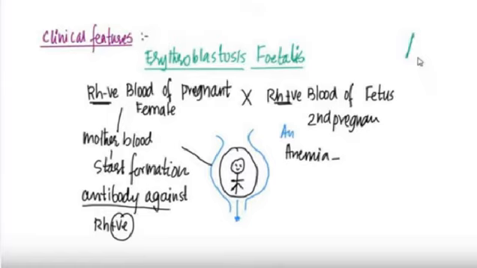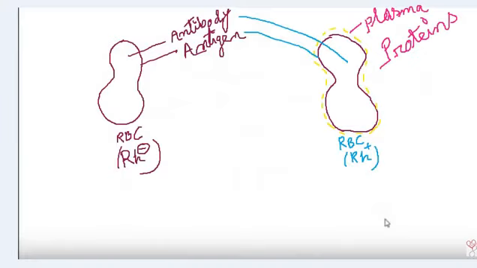First of all, what happens in case of erythroblastosis fetalis? If the blood group of the pregnant female is Rh negative and the blood group of the fetus, that means the baby, is Rh positive. What do the terms Rh negative and Rh positive mean?